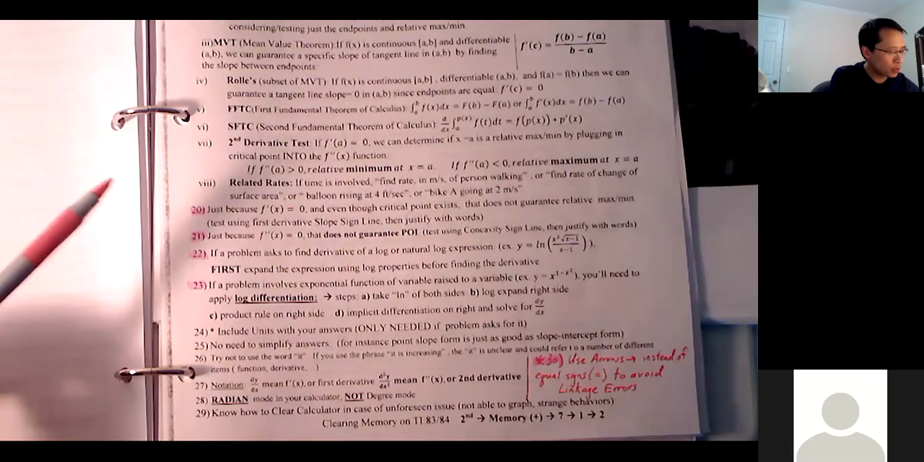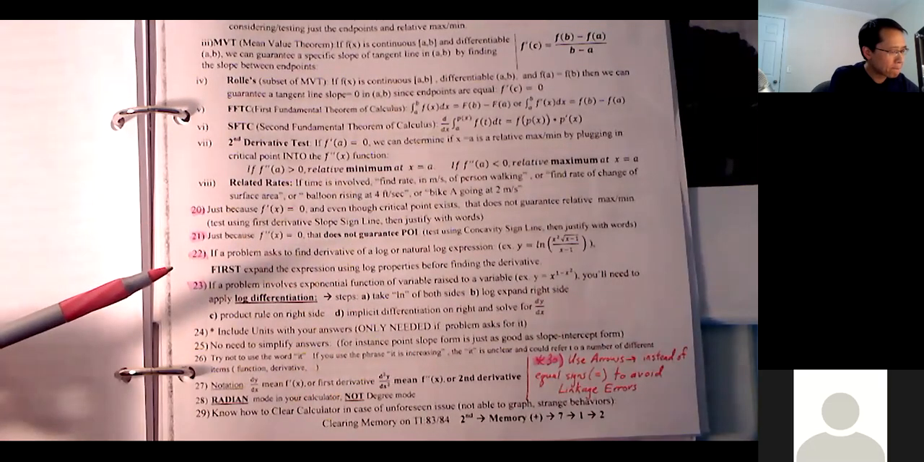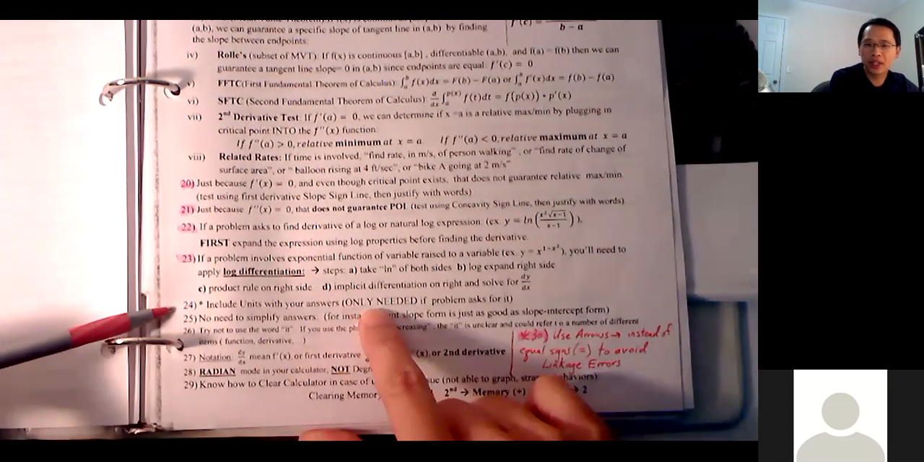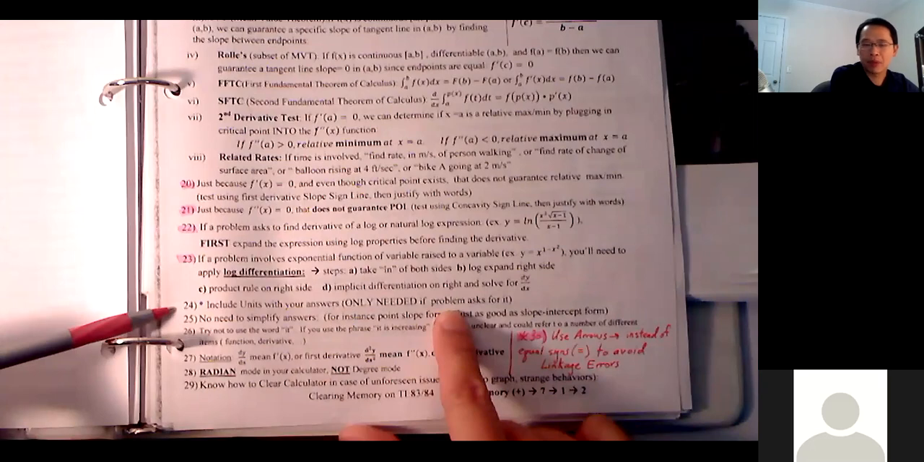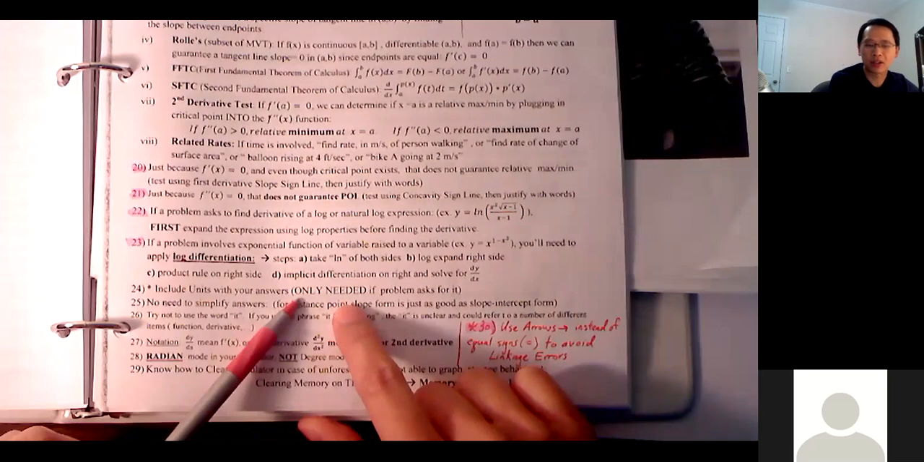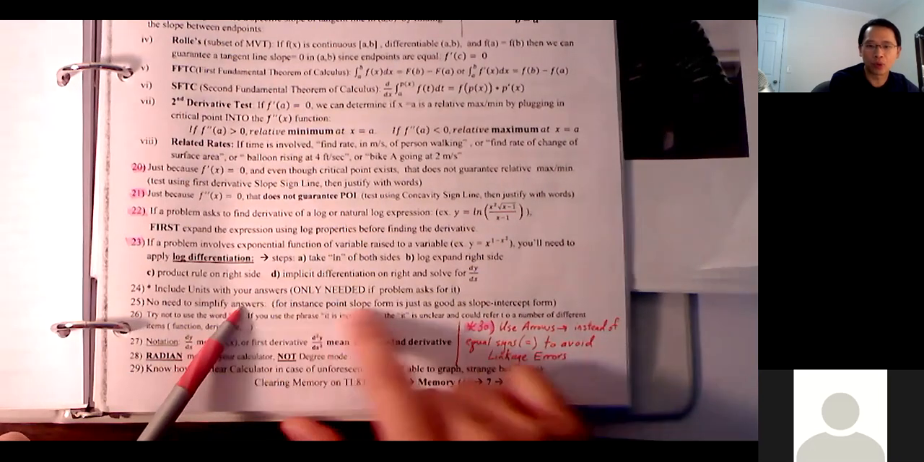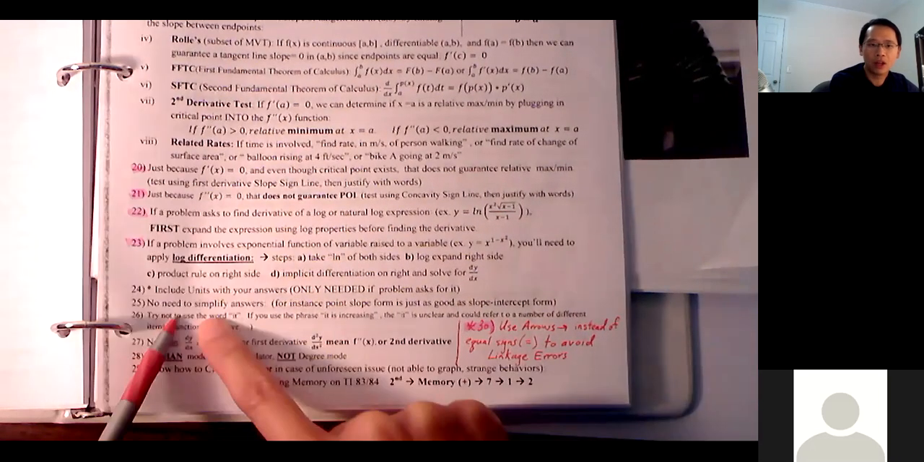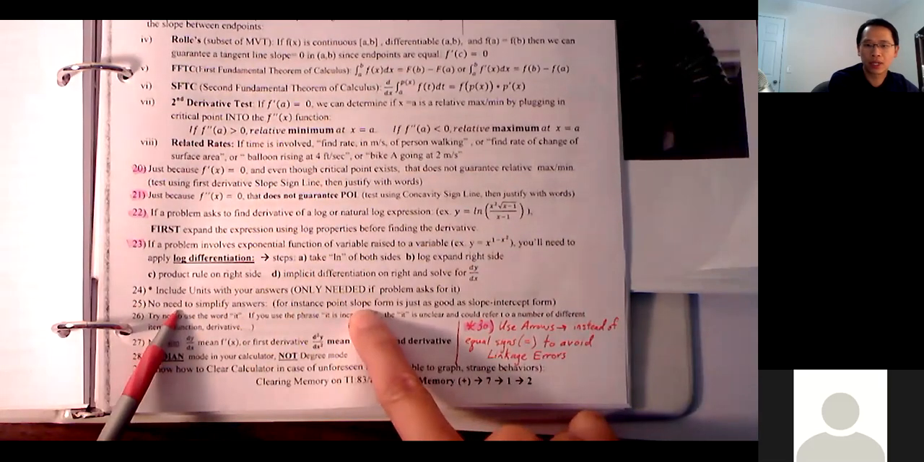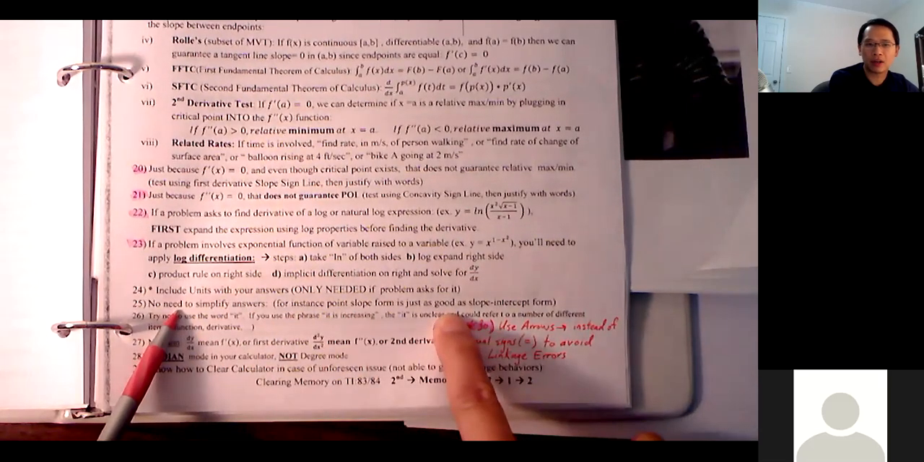All right, last few points here. Include units with your answer only if the problem asks for it, but maybe it's safe just to include it. But yeah, they're not going to take out points if they don't ask for units. No need to simplify answers. Okay, so point slope form, leave it in that form.